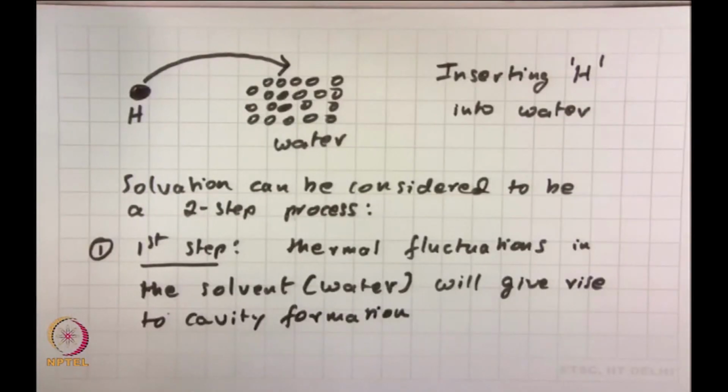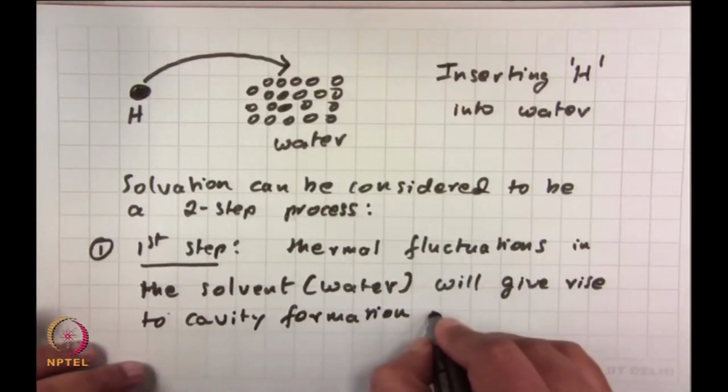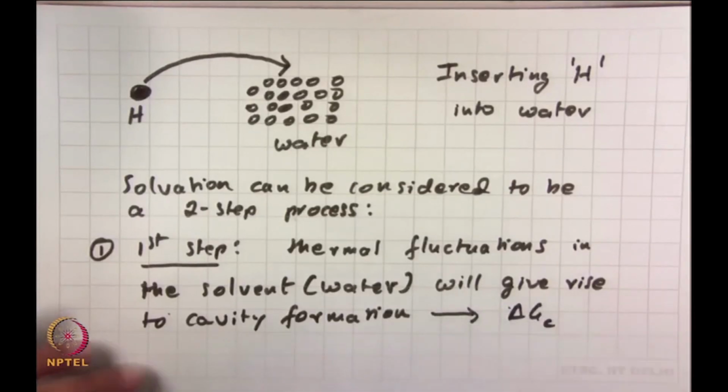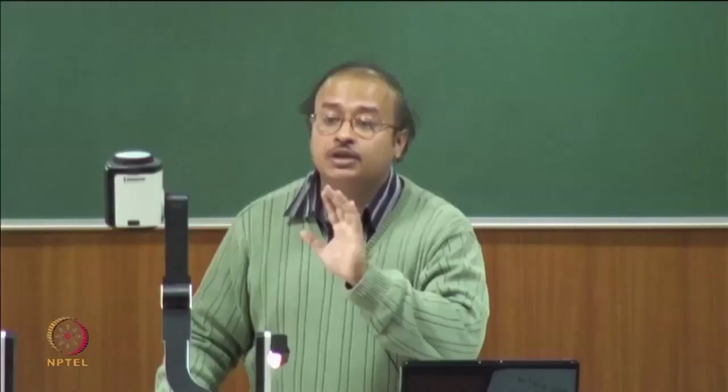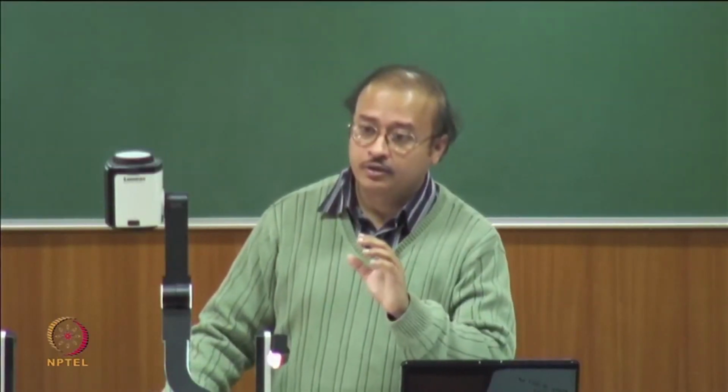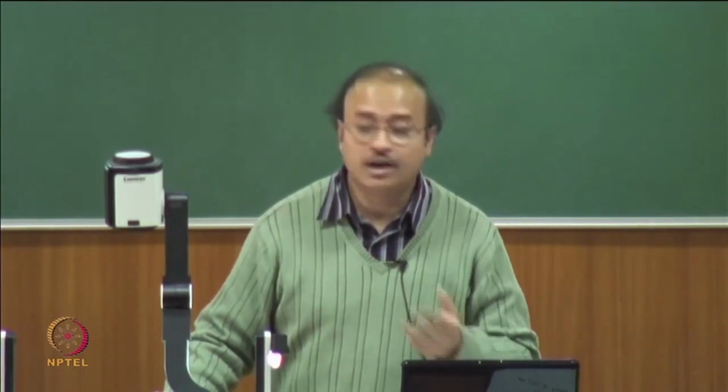Okay. And let this process be reflected by the thermodynamic parameter, say delta G c, right. That is the first step. Now, what do you think will be the logical second step? You have already produced a cavity. See, how is the cavity being produced?